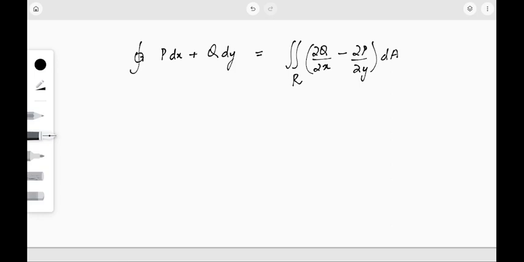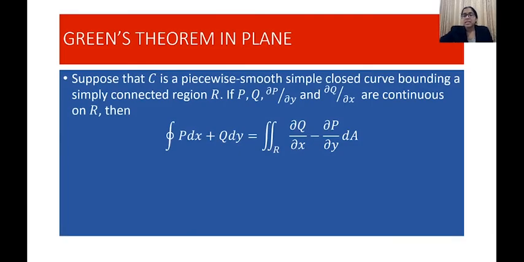So just as I had mentioned in the beginning of this proof, this is just a partial proof because we were just considering the region which were both simultaneously of type 1 and type 2. So this is the Green's theorem, that is the integral over a simple closed curve can be evaluated by using the double integral. And the one thing that we must keep in mind is that the functions p, q, dou p by dou y and dou q by dou x must all be continuous.